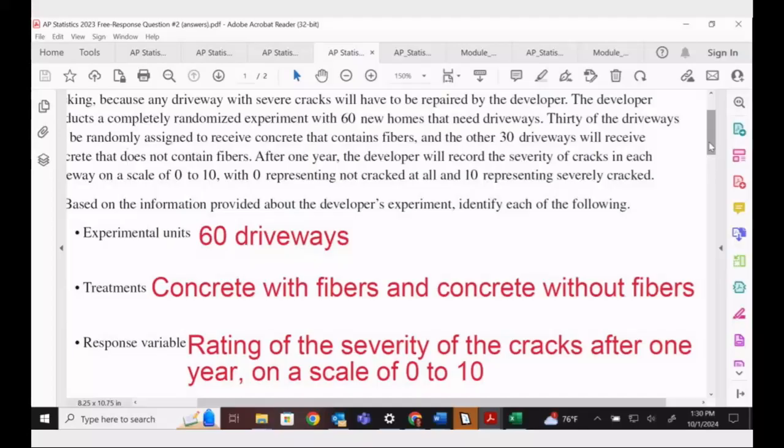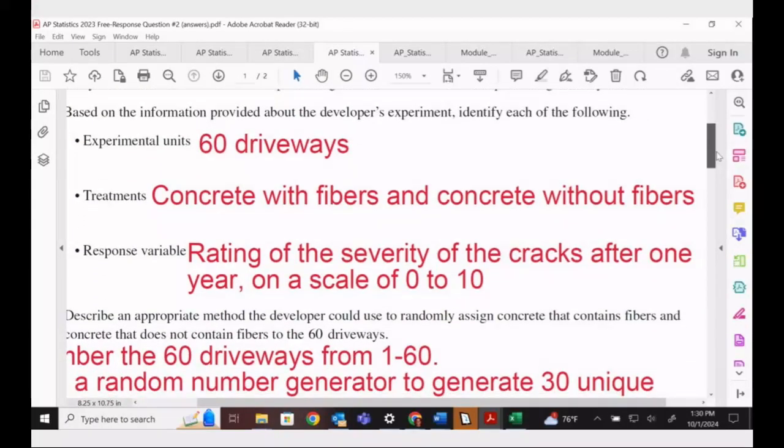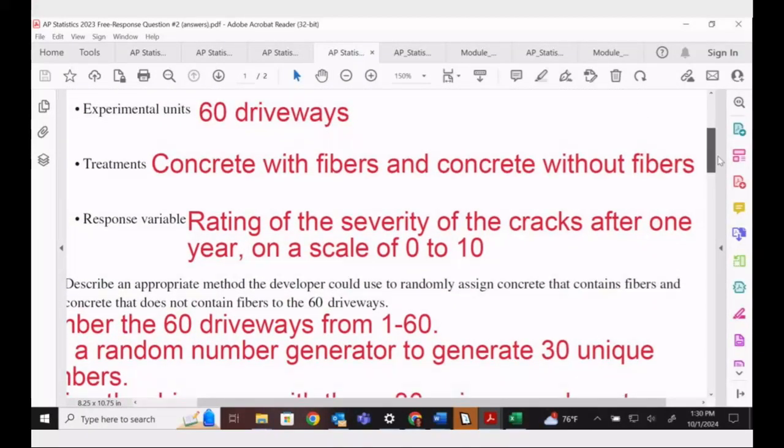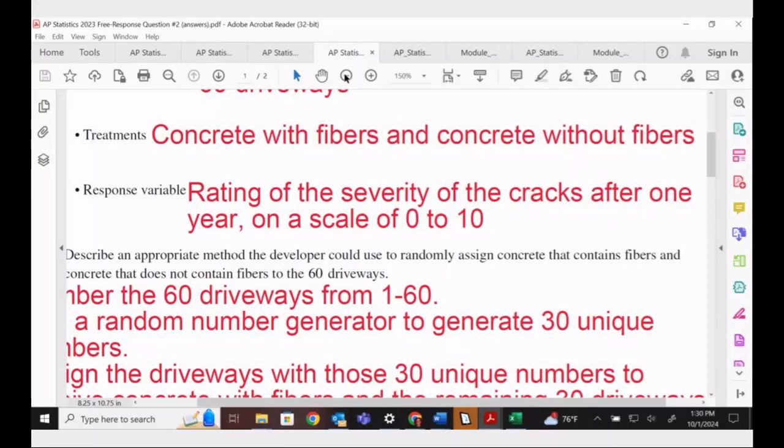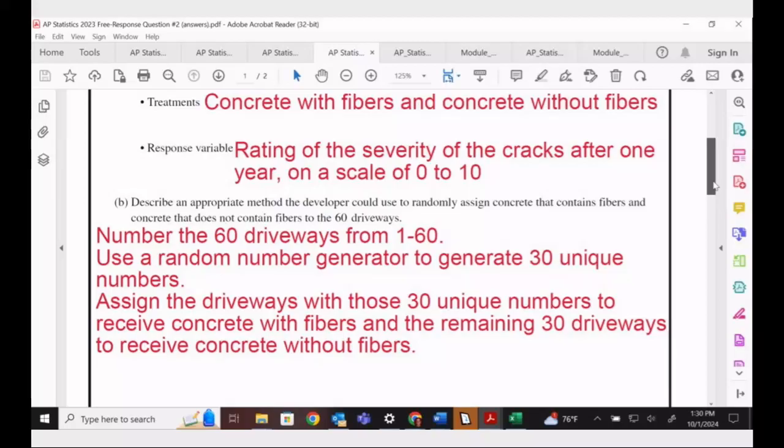Label the driveways 1 to 60. Use a random number generator to do what? Select 30 unique numbers. Yep, assign those 30 driveways to receive concrete with fiber, and the remaining 30 get the concrete without fiber. You have to talk about what happens to all of the driveways, so make sure you mention which ones don't get the fibers.